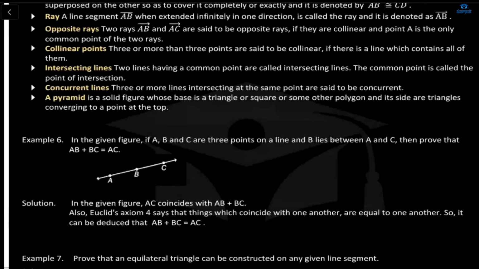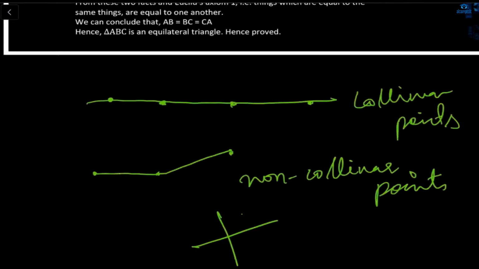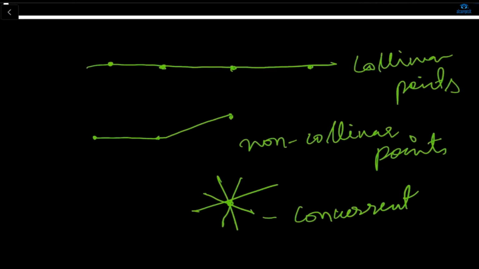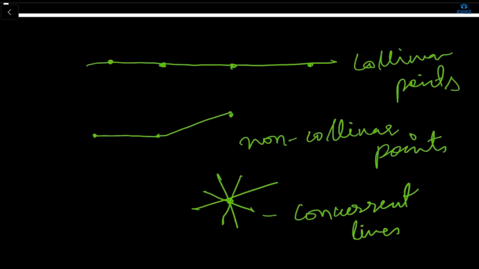Intersecting lines. Obviously, when two lines intersect at a point, they are called intersecting lines. And the point where they meet each other is the point of intersection. Concurrent lines: three or more lines intersecting at the same point are said to be concurrent. For example, if there are many lines intersecting at the same point, these lines are called concurrent lines. And the last one is a pyramid.